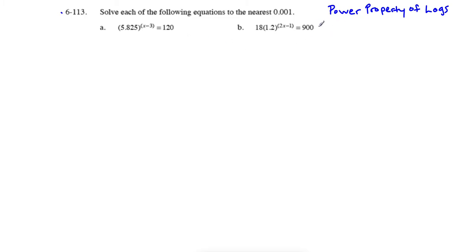Before we get into solving this problem, I just want to point out we're going to be looking at using the power property of logs or logarithms here. And I just want to recap what that is, in case you don't know or you forgot already.